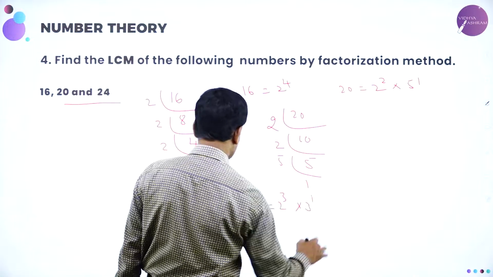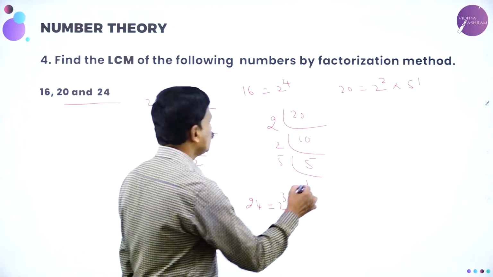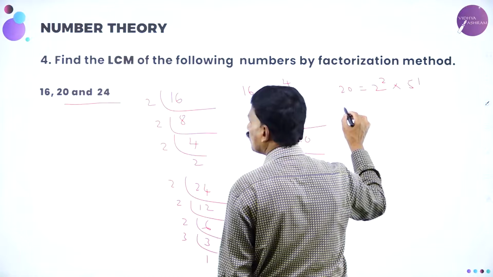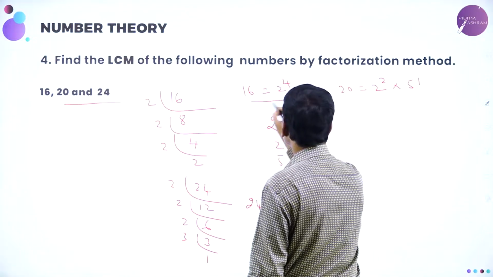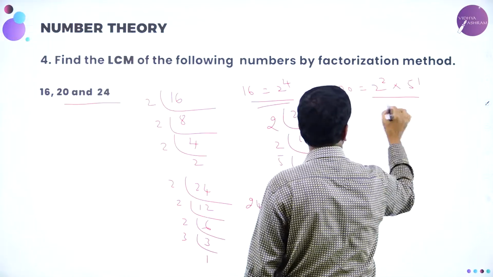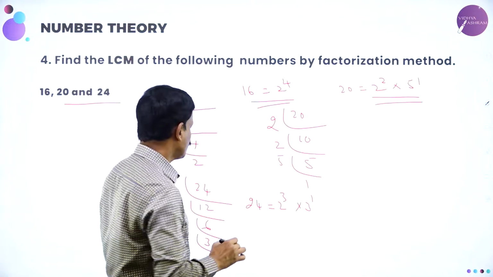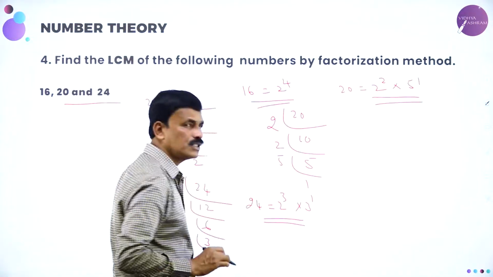Now therefore the LCM, what are the factors of 16? 2 to the power of 4. Factors of 20, 2 square into 5 to the power of 1. For 24, 2 cube into 3 to the power of 1.